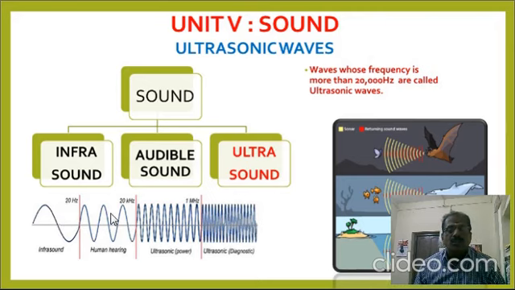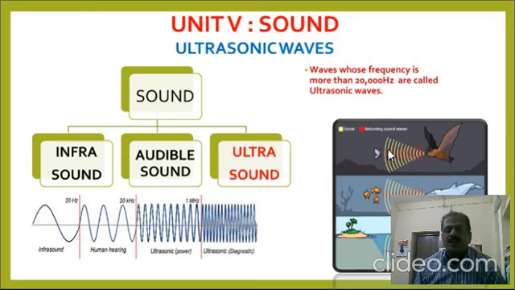And this is the audible range sound, because its frequency is between 20 Hz and 20 kilohertz. And here, those more than 20 kilohertz are called ultrasound. And you can see the picture here.